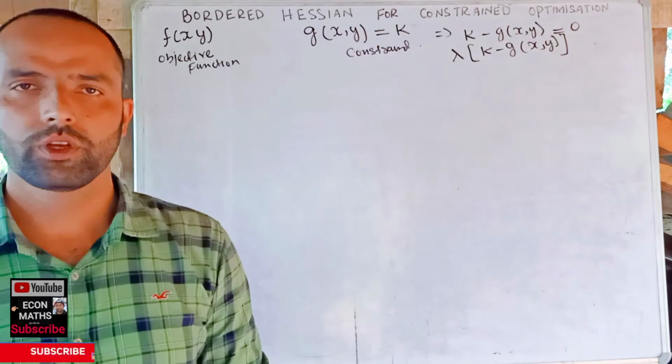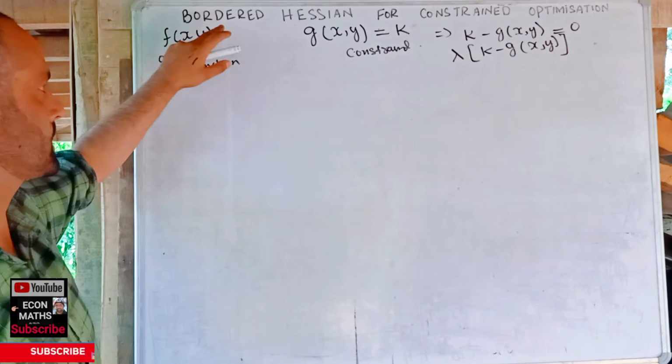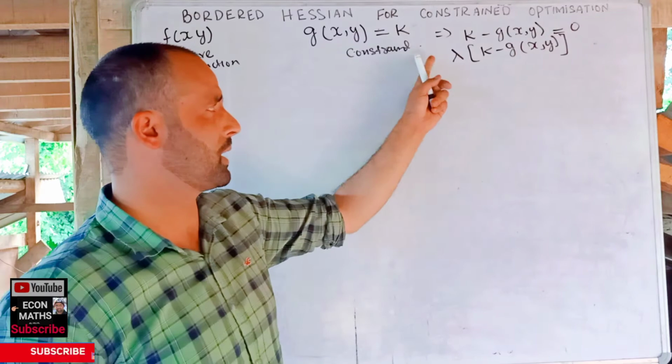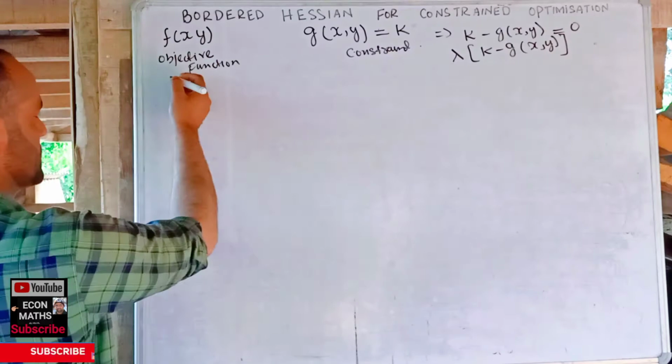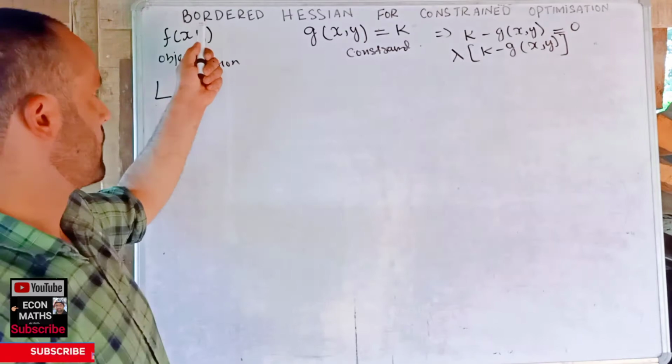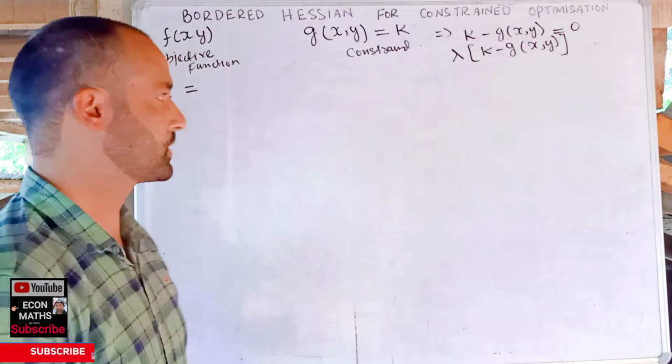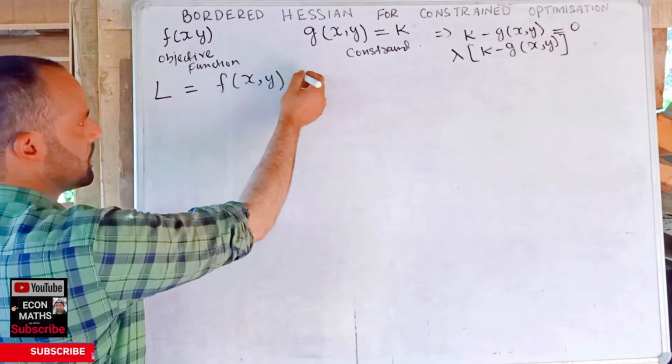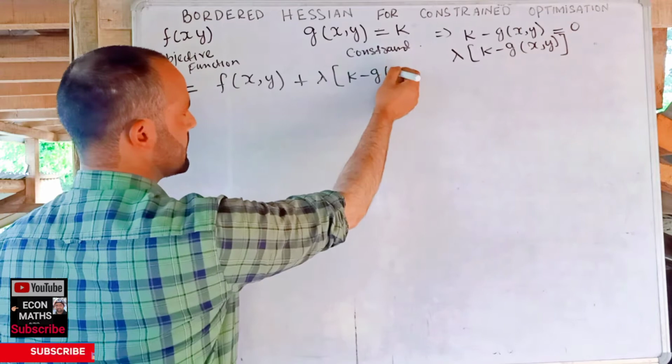Now we have to form a Lagrange's function. The Lagrange's function is formed by adding the objective function, this f of x, y, with this new term, which is formed by multiplying this constraint with lambda. So our new function, the Lagrange's function, is the addition of the objective function and the resulting constraint term. So this will become f of x, y plus lambda times k minus g of x, y. So this is our Lagrange's function.